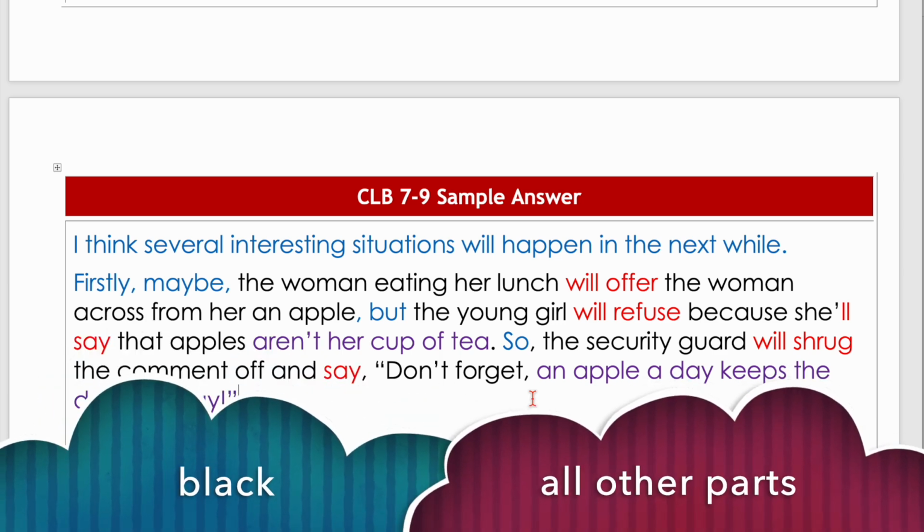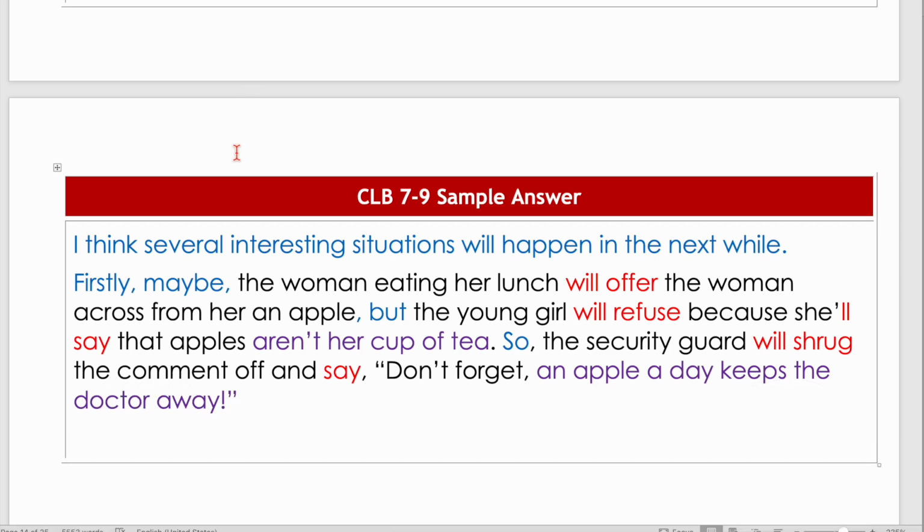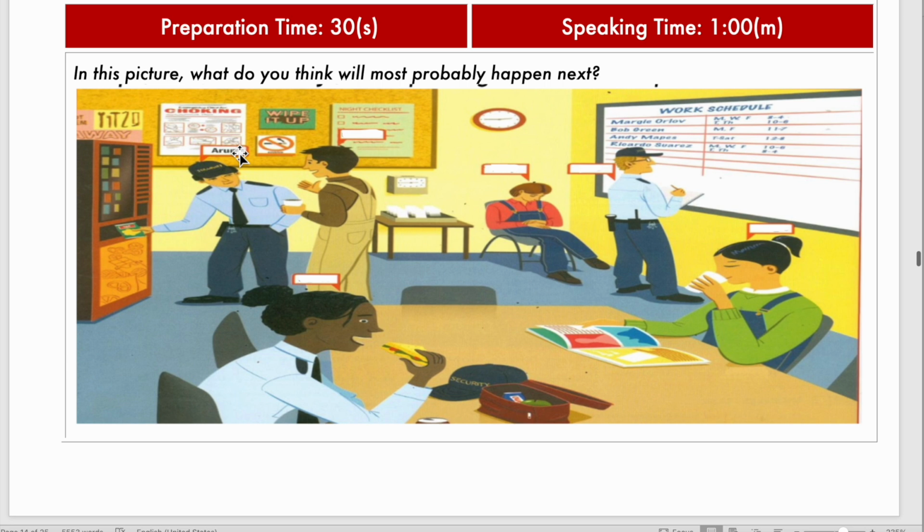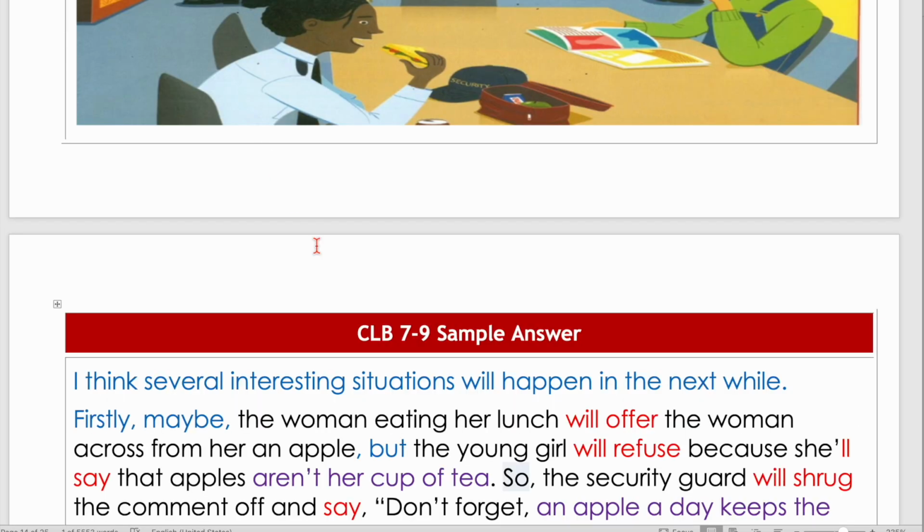So great first idea. Now let's get to the second idea. Let's get to the second idea from this picture. What can we say for a second idea? Let's check it out.